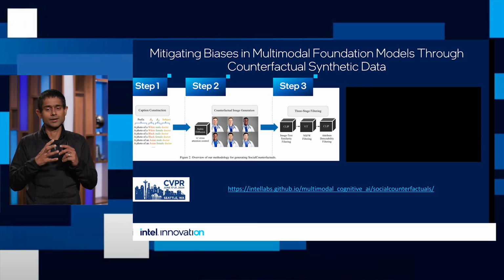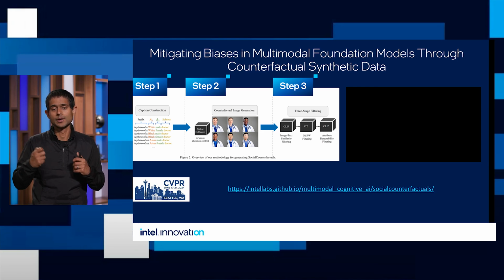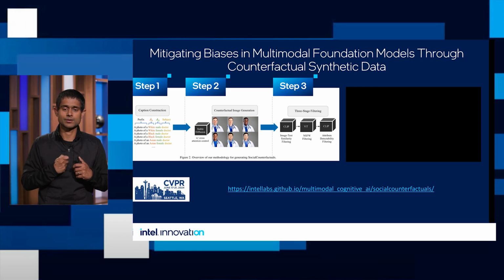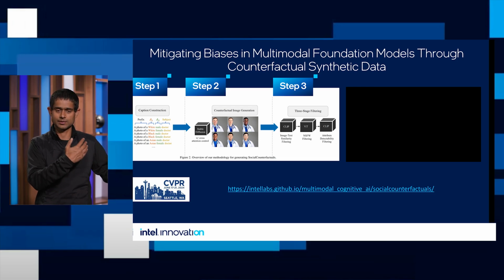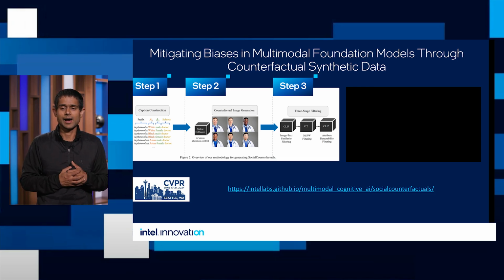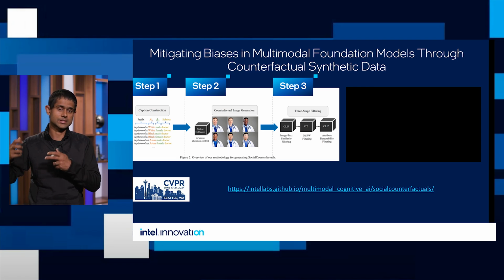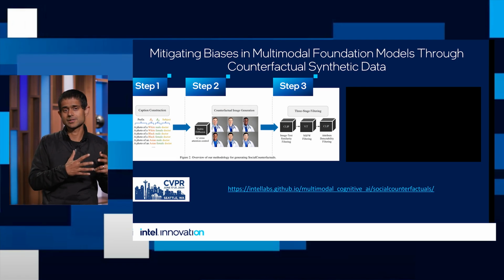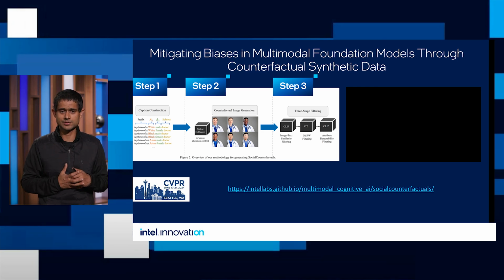So once we create a set of such images, we can probe if multimodal foundation models have any biases specific to people that belong to a specific perceived gender or a specific perceived race. And we also show in our paper that if we create the synthetic data set and then we fine-tune multimodal foundation models on such data sets, we can reduce the social bias in these models by about 20%.